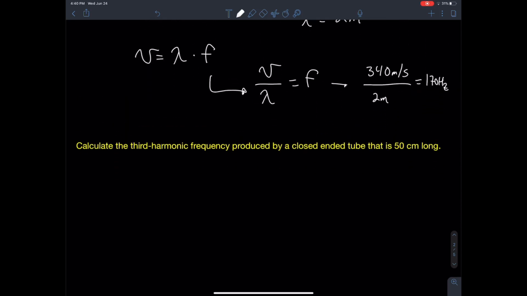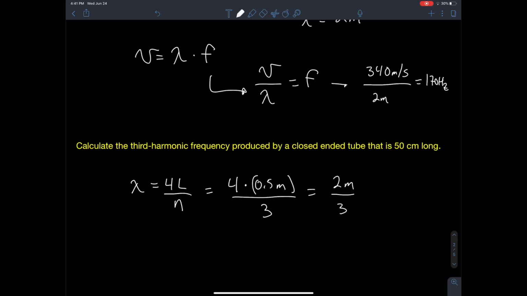and let's just work ourselves backward, because it's nice to practice that equation. Remember, first we have to calculate the wavelength associated with the third harmonic. So the wavelength is going to be equal to 4 times the length of the tube divided by n, which is 4 times 0.5 meters divided by 3, which is going to give me 2 meters divided by 3, which is equal to about 0.66 repeating meters. Okay, so that's the wavelength that I have.